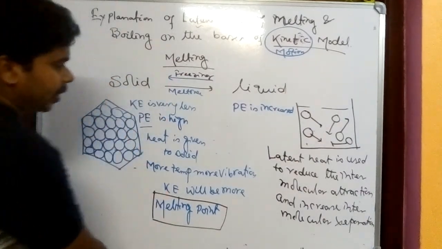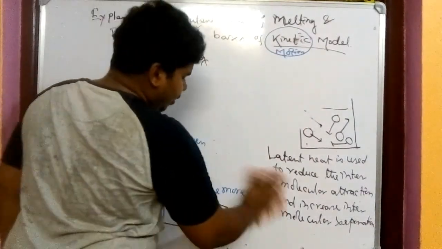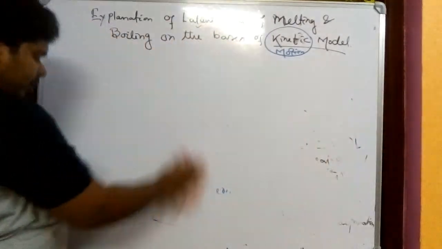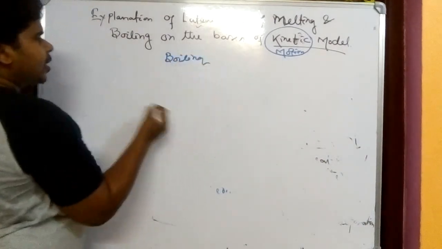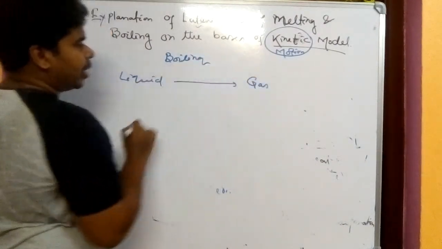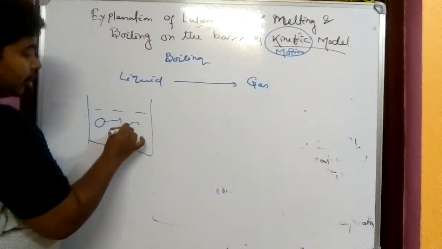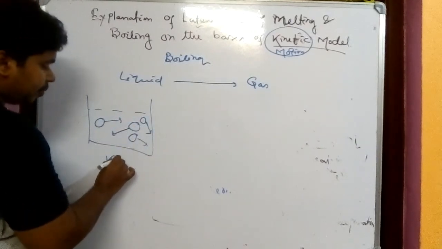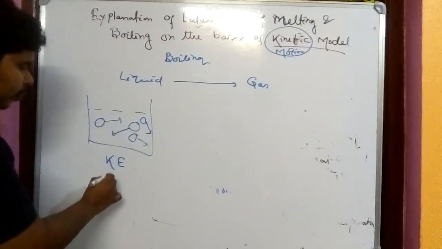If I'm coming to boiling, I think it is clear enough. Boiling is a process, you know, when liquid is converted into gas. It's a very common process. So when we are discussing boiling, that case is also liquid to gas. Here also we know the molecules in a liquid can move inside a boundary, so they will have kinetic energy, but they have a little intermolecular attraction, so they will have potential energy also.